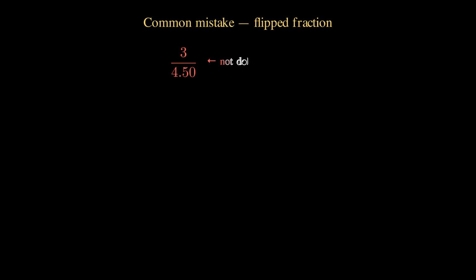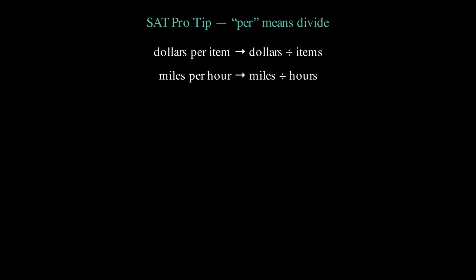Common mistake, dividing the wrong way. Students sometimes put the count on top and the total on the bottom. For price per item, you want dollars per 1 item, so dollars belong in the numerator. For speed, you want distance per 1 hour, so miles belong on top and hours on the bottom. SAT pro tip, the word per almost always signals division. Miles per hour means miles divided by hours. If you need the reciprocal, the problem will ask for hours per mile or minutes per mile instead.